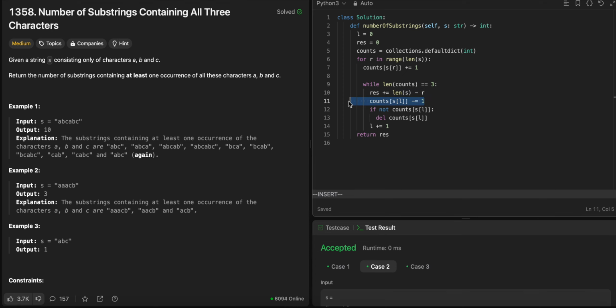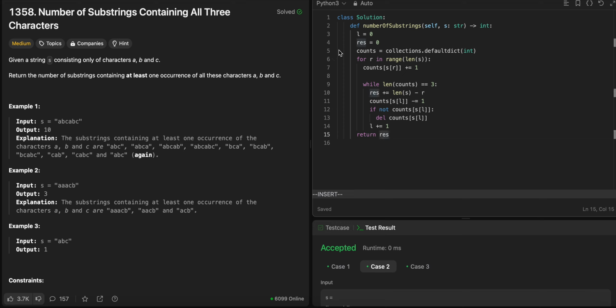We're gonna start decrementing our left pointer, moving it to the left side, and if a count goes down to 0, then we delete it from counts. Every time we move, if the condition is still the same, we keep adding length of s minus r, because this one, alongside every part of the right side, is still a substring, different substrings, and so on and so forth, till we return the final res.